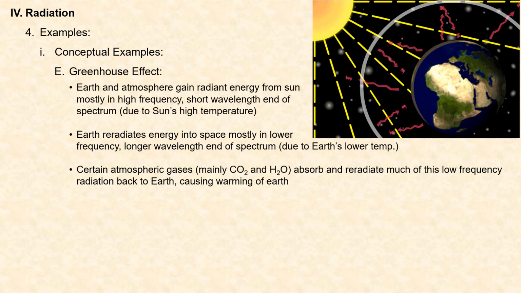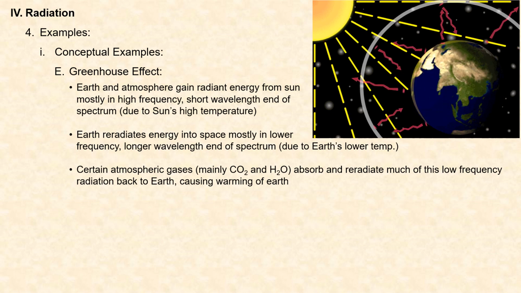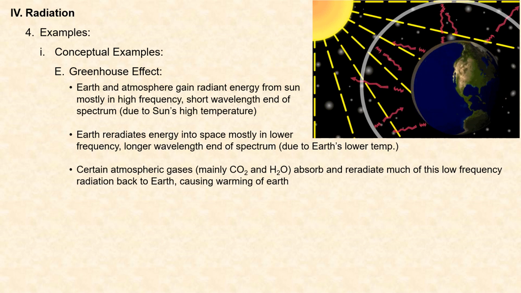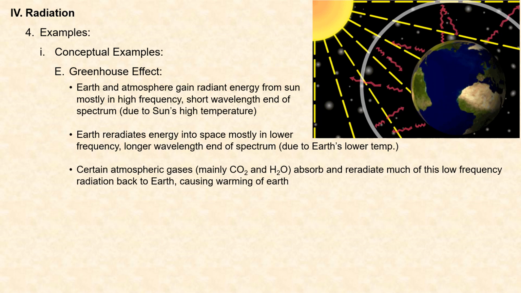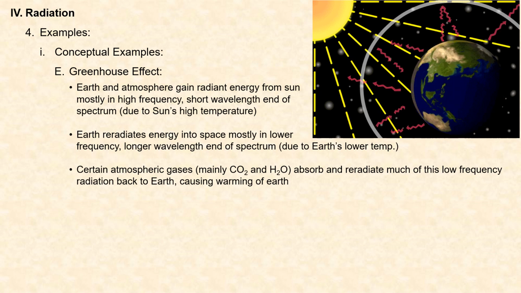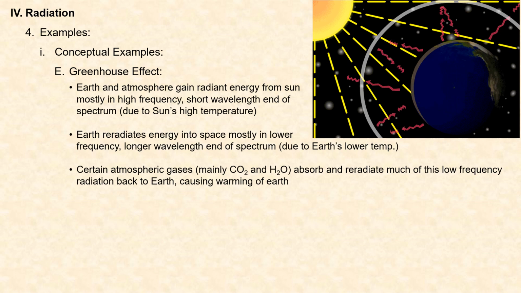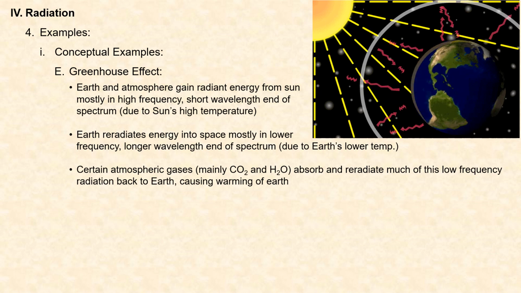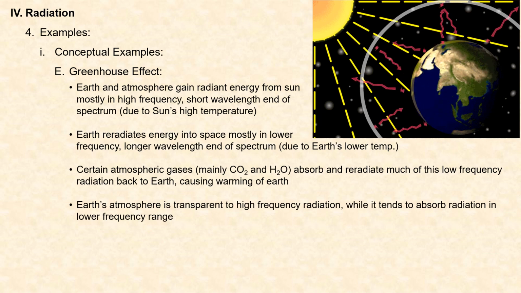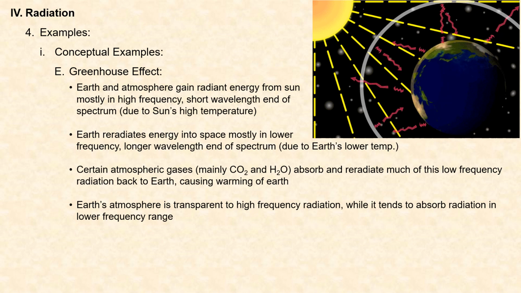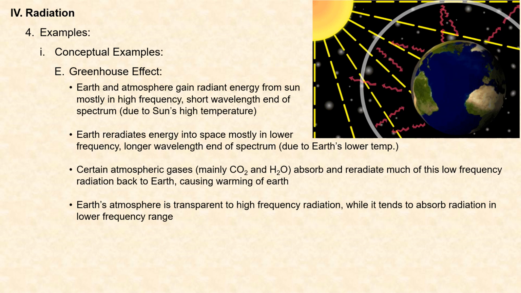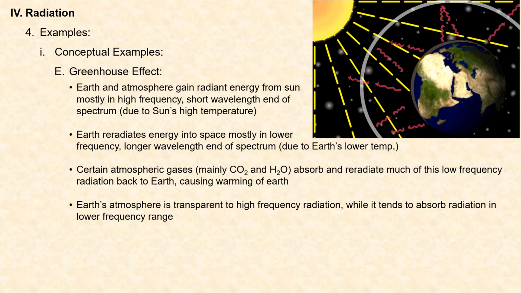Certain atmospheric gases like carbon dioxide and water, and certainly methane and other gases, actually absorb this low frequency radiation and re-radiate it back to Earth rather than allowing it to go back out into space. And this absorption and re-radiation back to Earth causes the warming of the Earth. So as we said, the Earth's atmosphere is quite transparent to high frequency radiation, whereas it tends to absorb and not transmit lower frequency radiation.